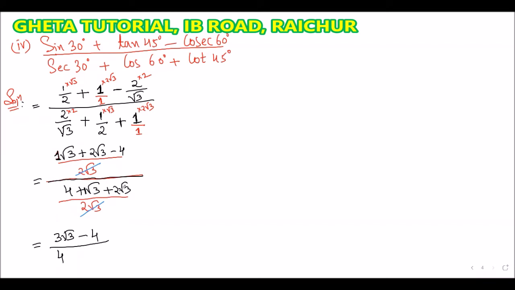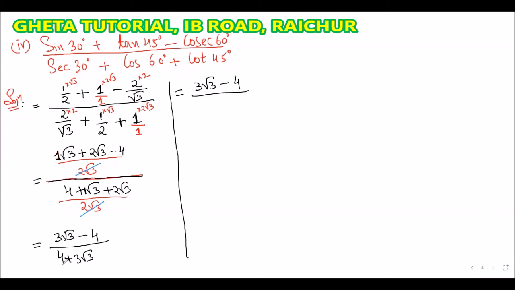So 1 root 3 plus 2 root 3, 1 root 3 plus 3 root 3, that is 3 root 3. Correct answer. So here we got 3 root 3 minus 4. So here I write 3 root 3 minus 4.